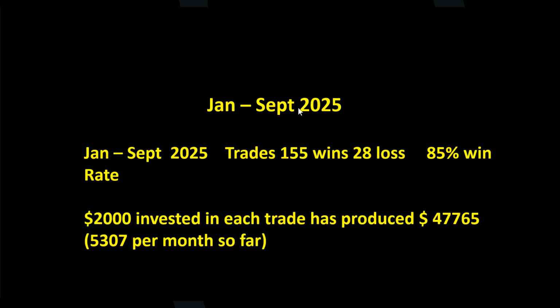January through September of 2025, 155 wins, 28 losses, 85% win rate. So not great, but pretty good for an 85% win rate. When we're talking 90, that doesn't sound good. An 85% win rate to try to maintain is very difficult. And $2,000 invested in each trade has produced $47,765, about $5,307 a month that I just talked about a little while earlier. All right, so there we are, up to date.